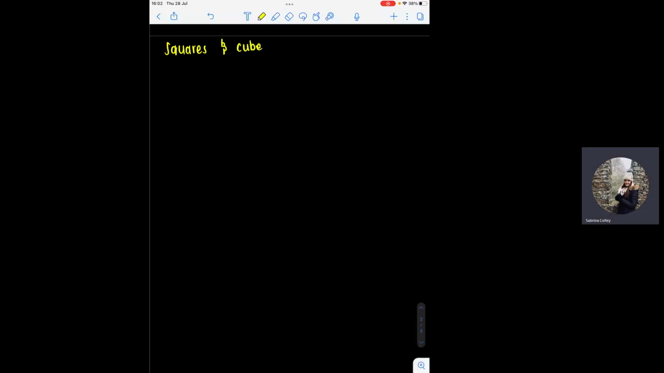and cubes of monomials. Okay, so squares and cubes of monomials. I'm also going to touch on the square roots and cube roots of monomials. So this is basically just a revision of what you did earlier in the year, but let's have a look at some examples.